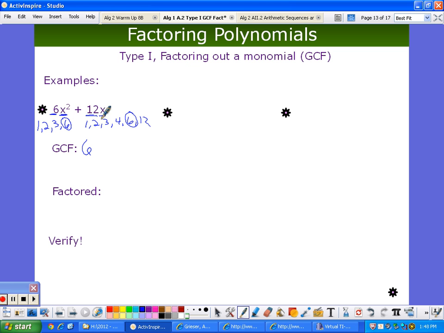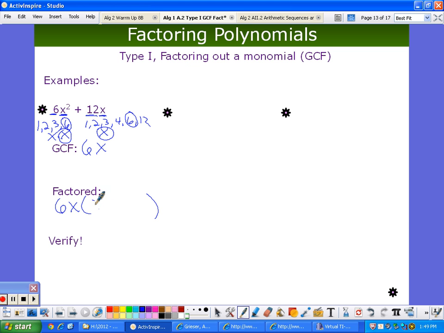The variables are actually easier. Let's think about this. These are the factors of x squared, and this is the factor of x. What do they have in common? What's the same? What appears in both? X. So we've now found the greatest common factor. You take that greatest common factor, and we're going to reverse distribute. I draw my parentheses, because what I want to know is 6x times what gets me to 6x squared? Say it nice and loud, loud and proud.